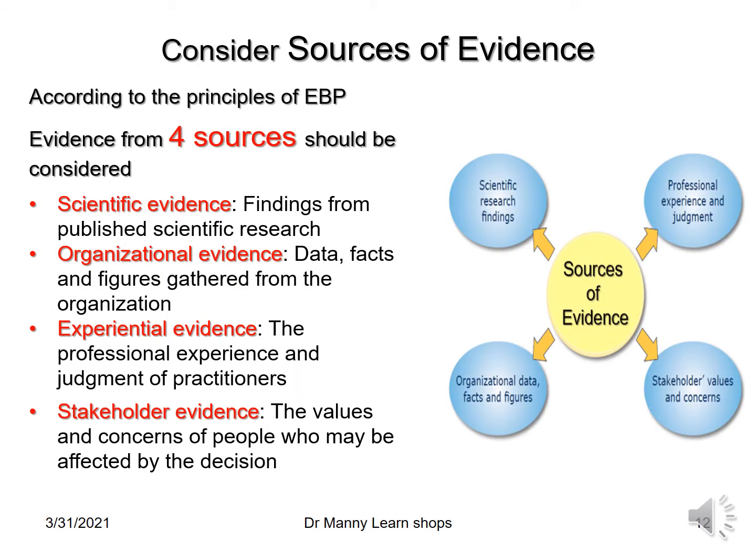Consider sources of evidence. According to the principles of evidence-based practice, evidence comes from 4 sources, which should be considered. Scientific evidence, and this is findings from published scientific research. Organisational evidence, which is data, facts and figures gathered from the organisation. Experiential evidence is your professional experience and the judgment that you have as a practitioner. And then you've got stakeholder evidence, which concerns the values of people who may be affected by the decision, your patient, employees even.